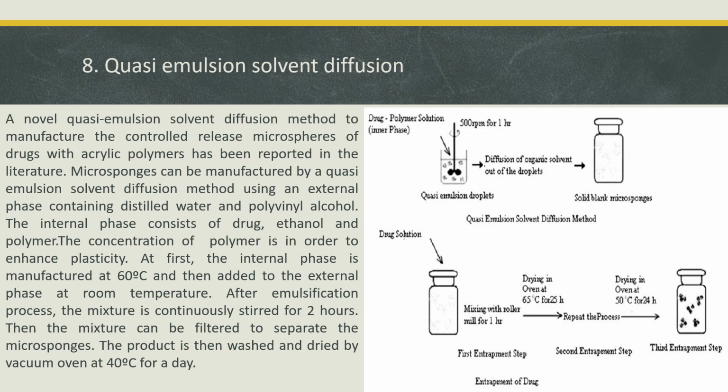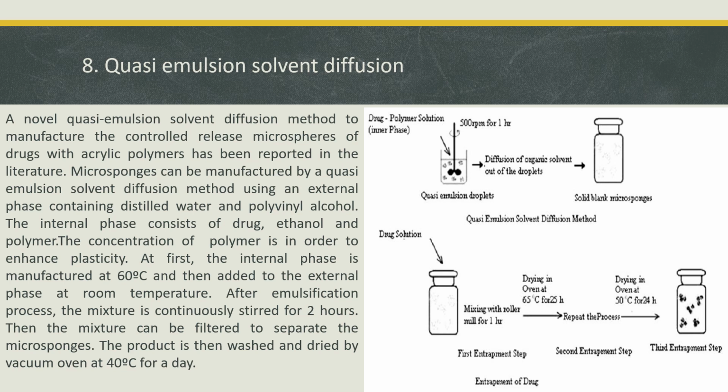Quasi-emulsion solvent diffusion. A novel quasi-emulsion solvent diffusion method to manufacture the controlled-release microspheres of drugs with acrylic polymers has been reported in the literature. Microsponges can be manufactured by a quasi-emulsion solvent diffusion method using an external phase containing distilled water and polyvinyl alcohol. The internal phase consists of drug, ethanol and polymer. The concentration of polymer is adjusted in order to enhance plasticity.